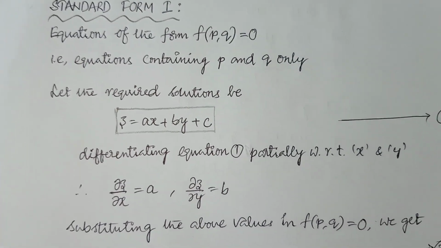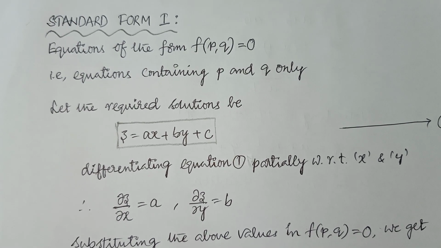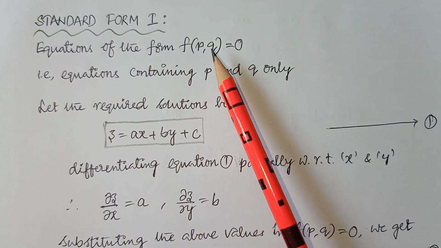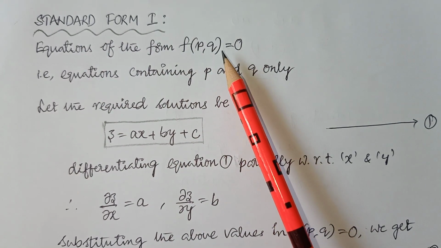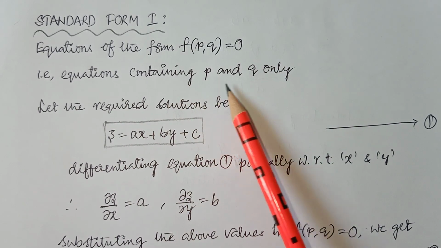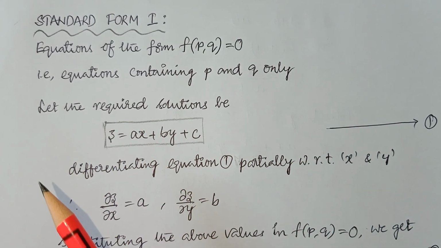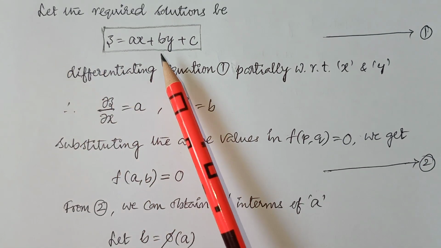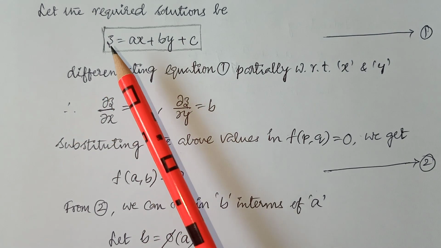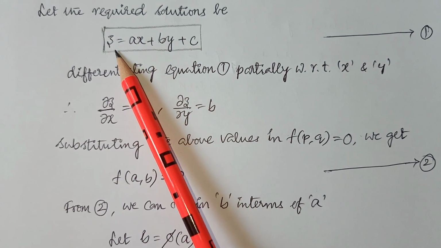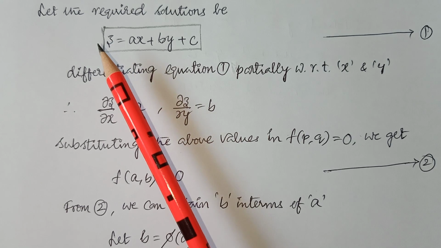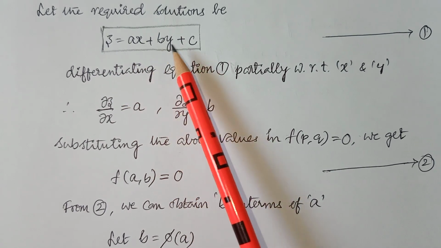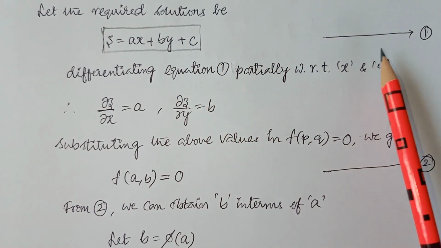This is standard form 1: equations of the form f of pq is equal to 0, that is, equations containing only p and q. How do we solve this? Let the required solution be assumed before starting the problem. If the equation is of standard form 1, we go with z is equal to ax plus by plus c. Let the solution be like this, equation 1.